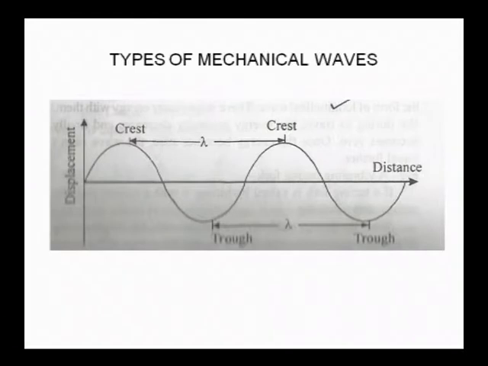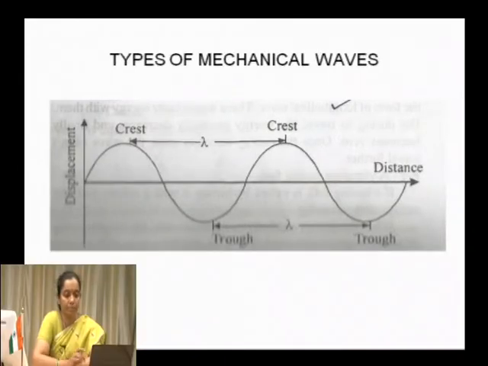A transverse wave is represented by a sine wave which has maximum amplitudes called crests and minimum amplitudes called troughs. The distance between two consecutive crests or two consecutive troughs is called the wavelength, represented by lambda.